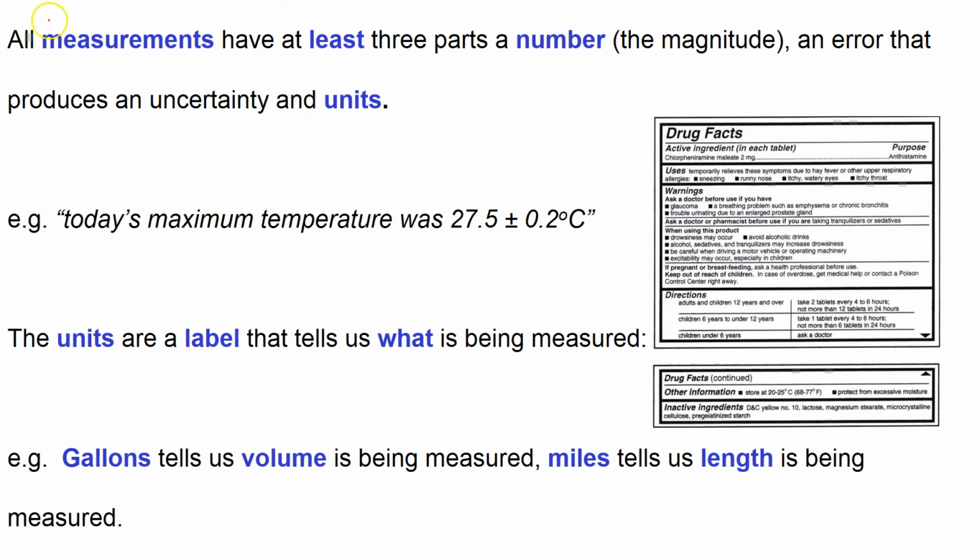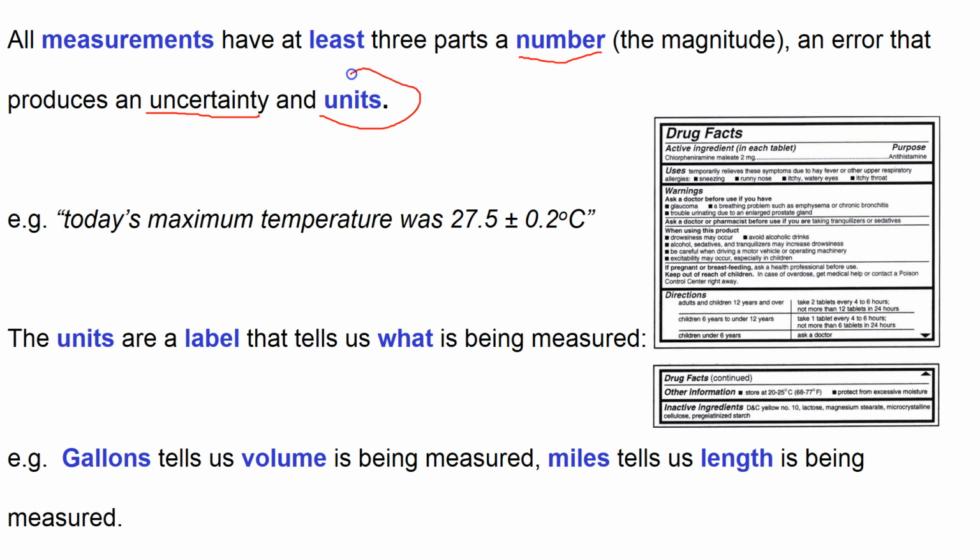So every measurement, as we mentioned before in Chapter 2, has at least three parts. It has a number that's sometimes called the magnitude. It tells you the size of what is being measured. It has some measure of the uncertainty, and if that is not mentioned explicitly using plus or minus notation, that is plus or minus 1 in the last significant figure.